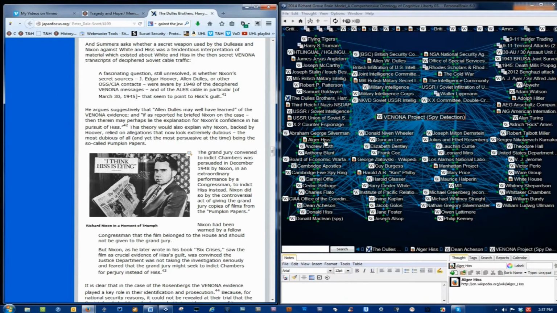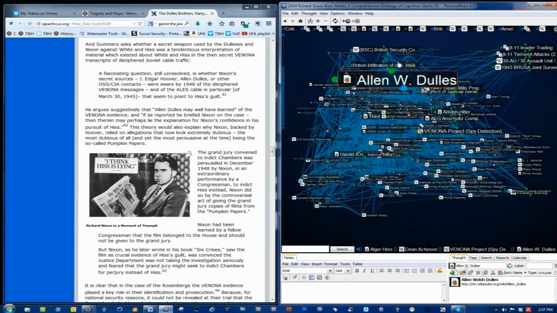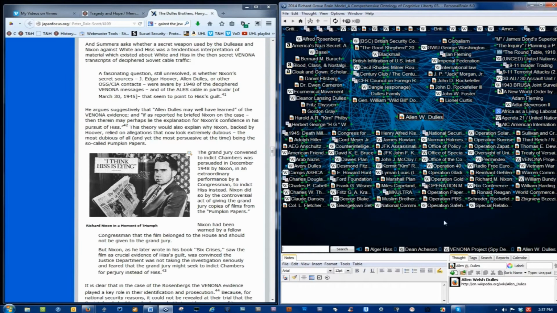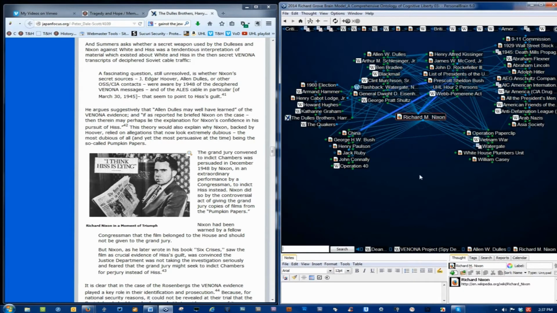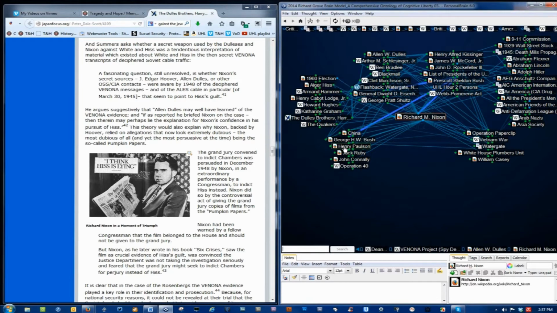He argues suggestively that Allen Dulles may well have learned of the Venona evidence, and if, as reported, he briefed Nixon on the case, then therein may perhaps lie the explanation for Nixon's confidence in the pursuit of Alger Hiss. The theory would also explain why Nixon, backed by Hoover, relied on allegations that now look extremely dubious, the most dubious of all, and yet the most persuasive at the time, being the so-called Pumpkin Papers.